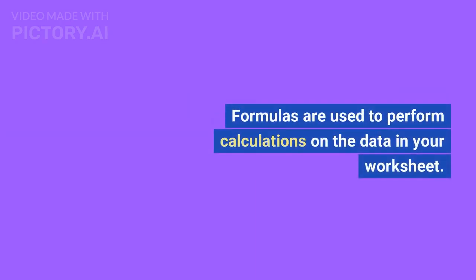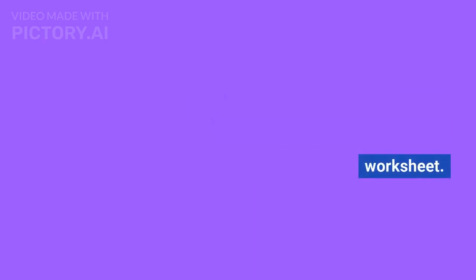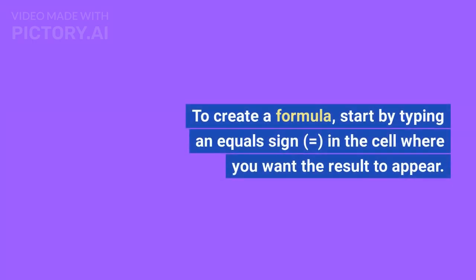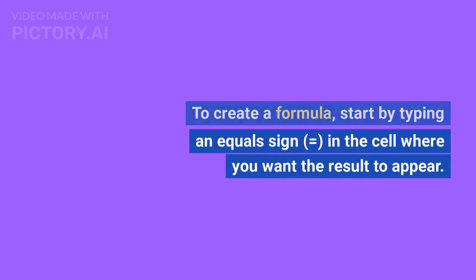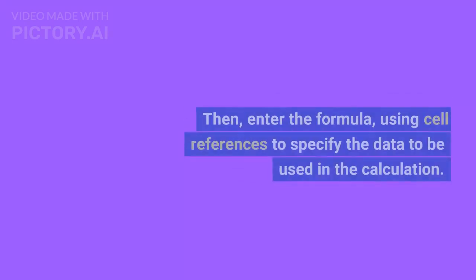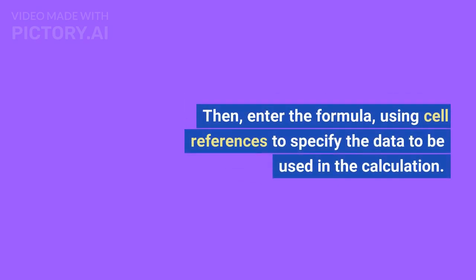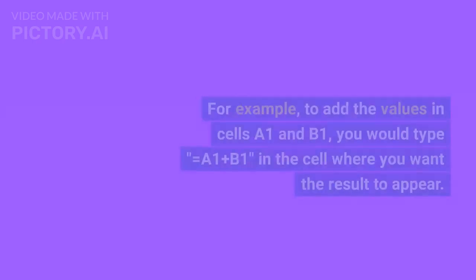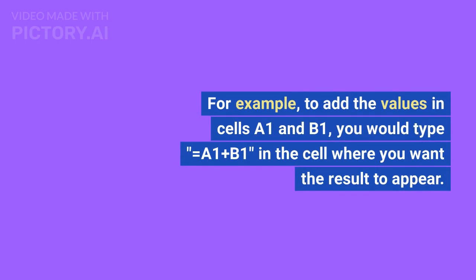Creating formulas: one of the most powerful features of Excel is its ability to create formulas. Formulas are used to perform calculations on the data in your worksheet. To create a formula, start by typing an equals sign in the cell where you want the result to appear. Then, enter the formula, using cell references to specify the data to be used in the calculation. For example, to add the values in cells A1 and B1, you would type =A1+B1 in the cell where you want the result to appear.